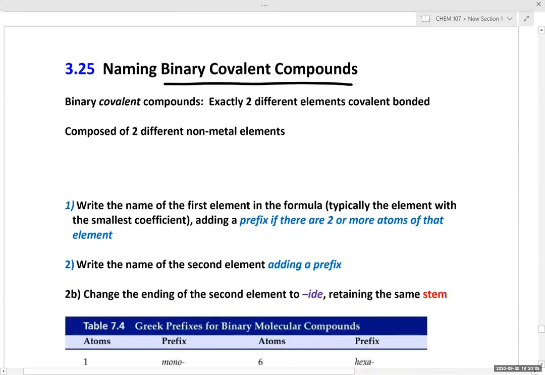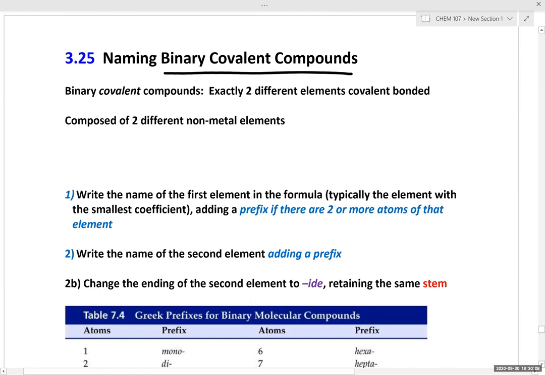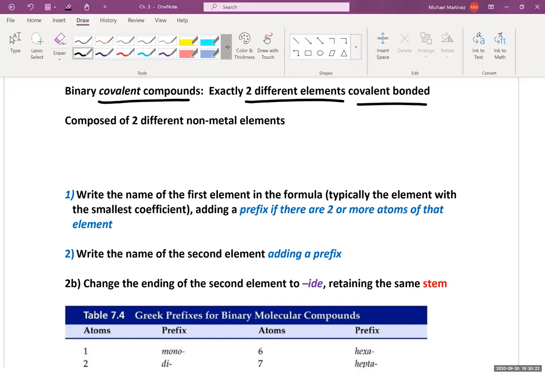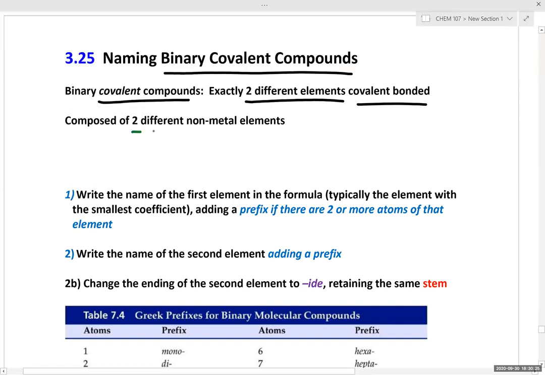So let's now discuss the next class of compounds, which are binary covalent compounds. They have exactly 2 different elements covalently bonded. And these binary covalent compounds are typically composed of 2 different non-metal elements. So an example would be nitrogen dioxide, carbon monoxide, disulfur trioxide, the list goes on.